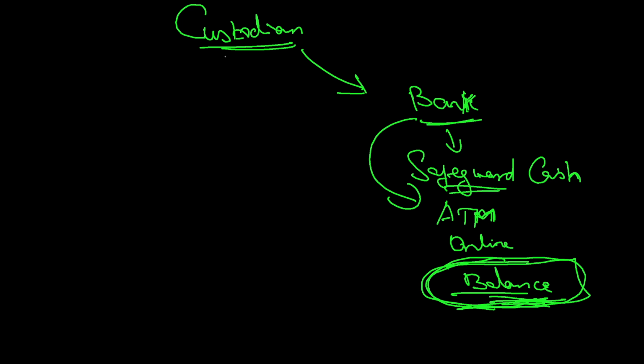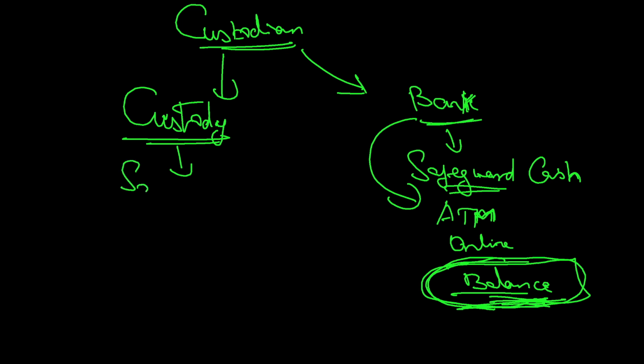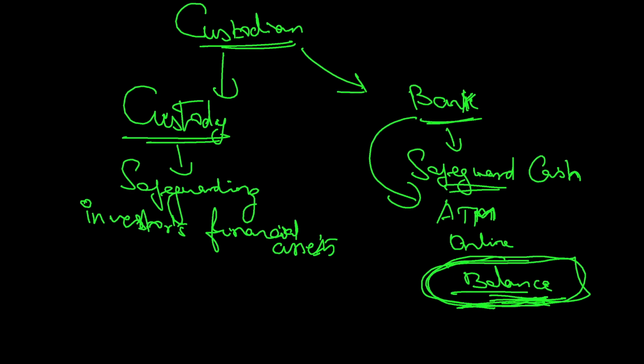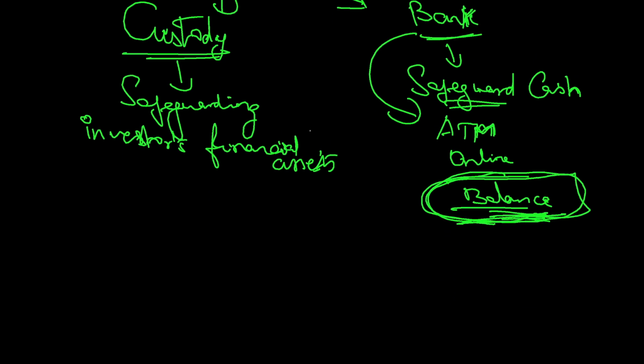Similar work is done by a custodian. Now, when I say custodian, what comes to your mind? Custodian comes from the word custody. Custody means what? Custody also refers to safeguarding only. So the custodian is doing the work of safeguarding investors' financial assets. Investors' financial assets means equities, bonds, or any securities. So the custodian is doing the work of safeguarding investors' financial assets.